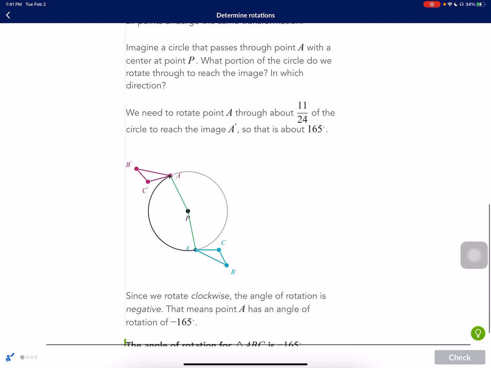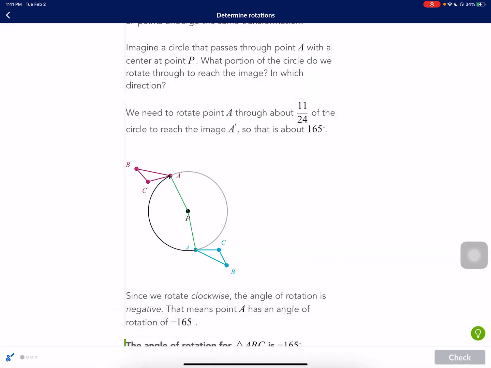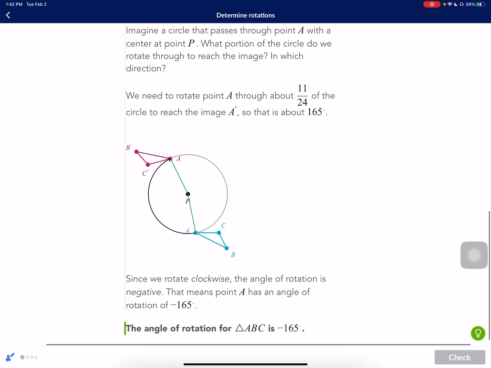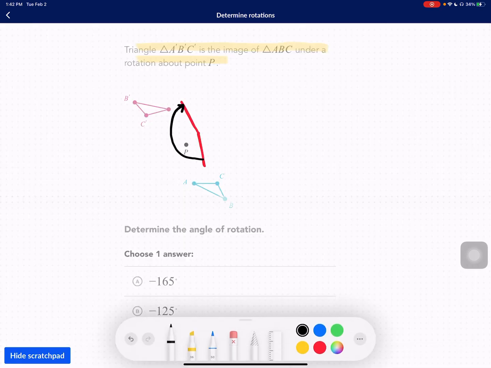You see their drawing here is kind of like mine. Theirs is just a little bit nicer. But this is the drawing here. And it says, since we rotate clockwise, the angle of rotation is negative. That means point A has an angle of rotation of negative 165 degrees. So this should have been explained in the video. If you have not watched the video, you definitely need to go watch that now, okay?